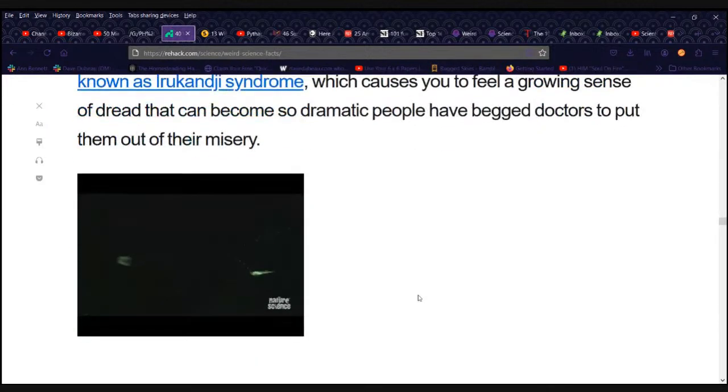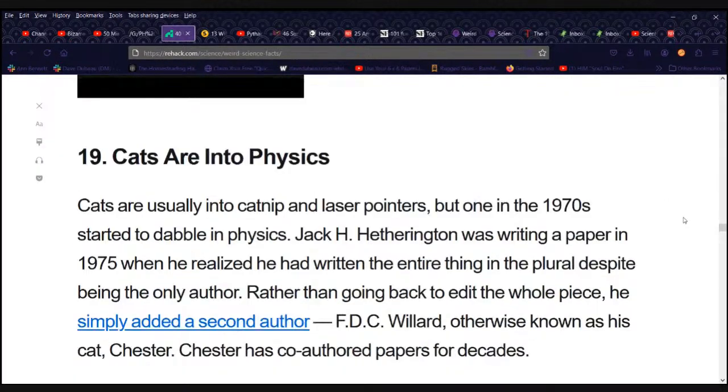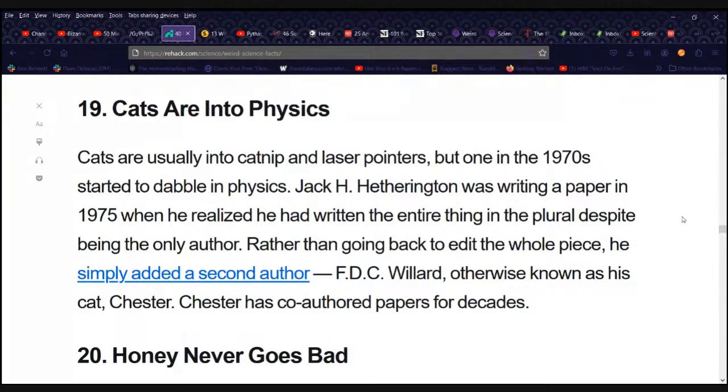I think this is a very hard picture to see, but in the previous version of this, it's a little bit more clear and bigger. Cats are into physics. This was fascinating to me. Cats are usually into catnip and laser pointers, but one in the 70s started to dabble in physics. Jack H. Hetherington was writing a paper in 1975 when he realized he had written the entire thing in the plural despite being the only author. Rather than going back to edit the whole piece, he simply added a second author, F.D.C. Willard, otherwise known as his cat, Chester.